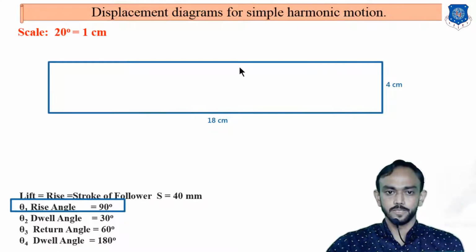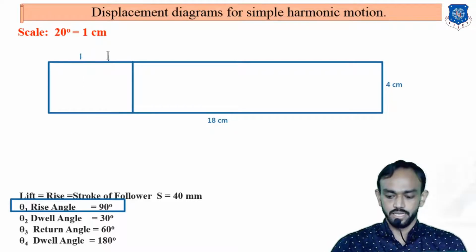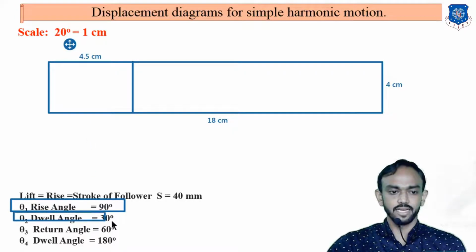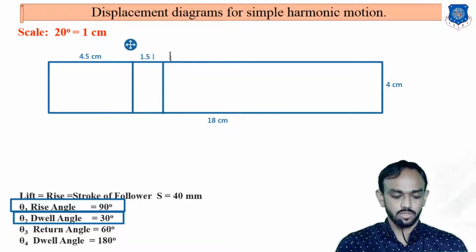This is the 90 degree, which is equal to 4.5 centimeter, so this distance is 4.5 centimeter. After that, the second angle theta 2 is the dwell, which is 30 degree. Since 20 degree is equal to 1 centimeter, dividing 30 degree by 20 degree gives 1.5. So this will be 1.5 centimeter, the distance I have measured from here.